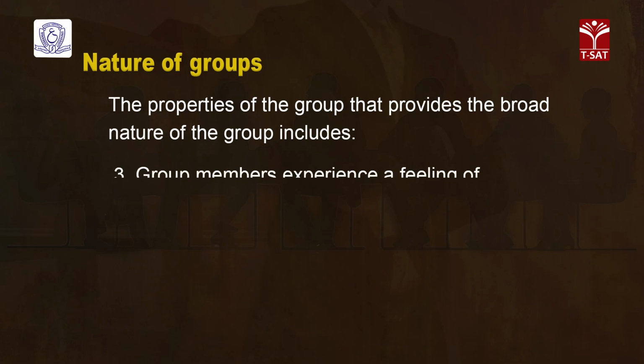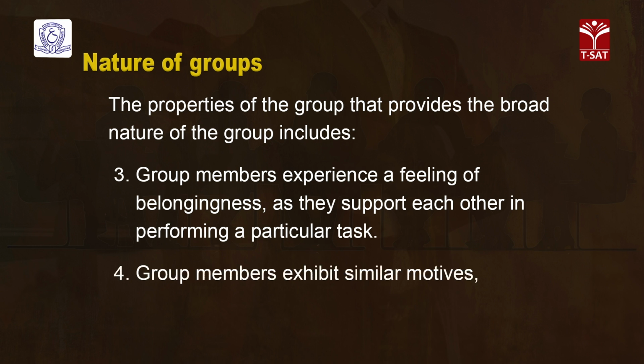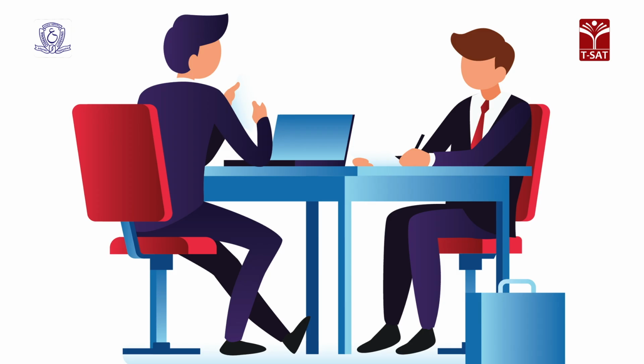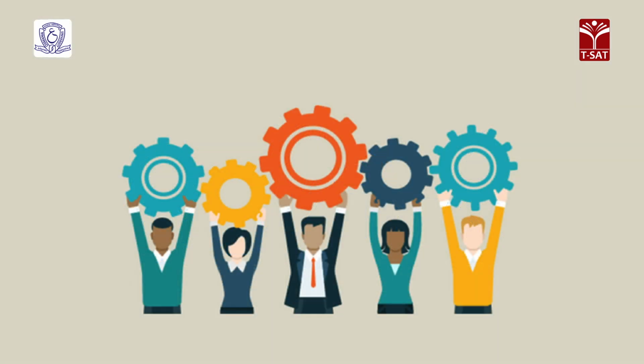Now, group members experience a feeling of belongingness as they support each other in performing a particular task, and group members exhibit similar motives, interests and drives. Now this is a major criterion for a group to form. For example, you all students have common interests to opt for the subject of psychology, which in return motivated and drove you to opt for this particular subject, and hence you formed a group.